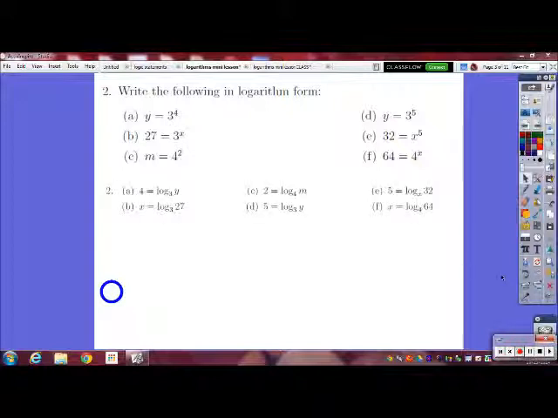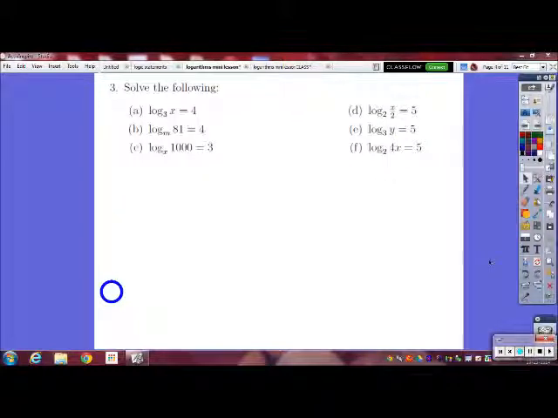And then these would be the solutions to those, writing them in logarithm form. So y equals 3 to the 4th. The 3 is your base, so it would be log base 3. Whatever it equals, the y, is going to be what you're taking the logarithm of, and then that 4, that exponent, is what the logarithm entirely equals.